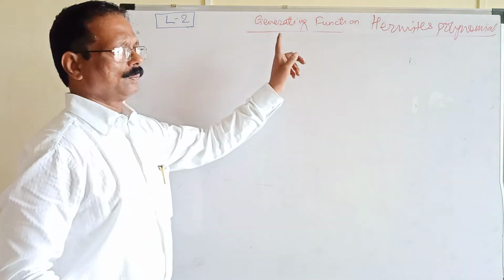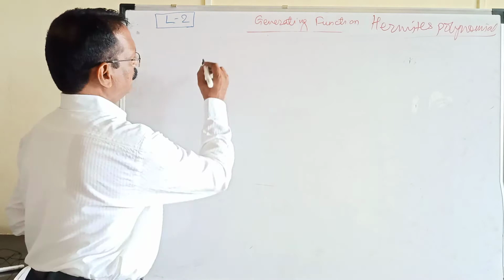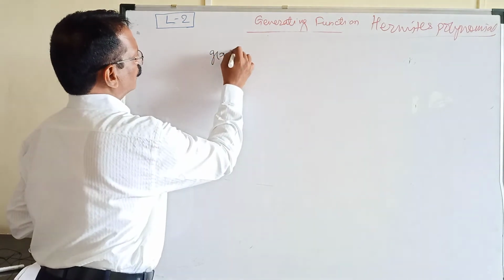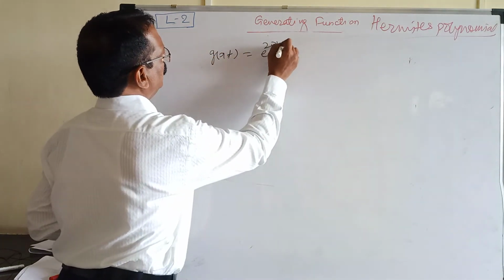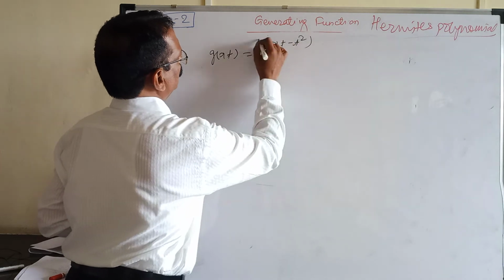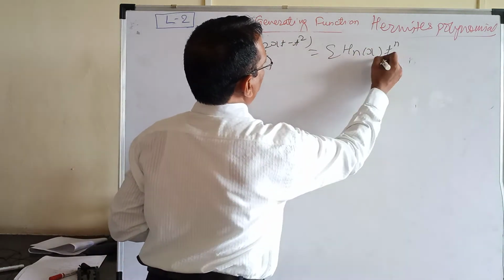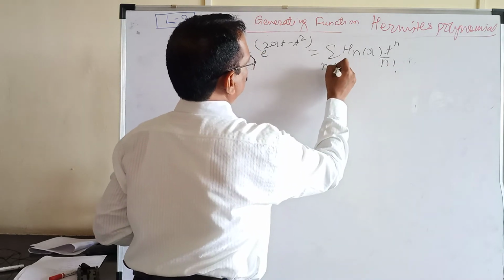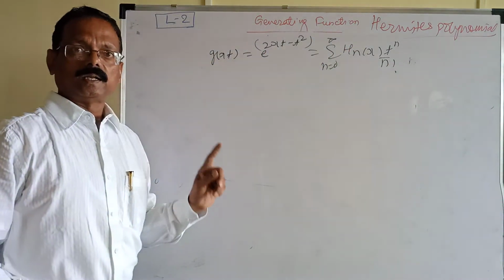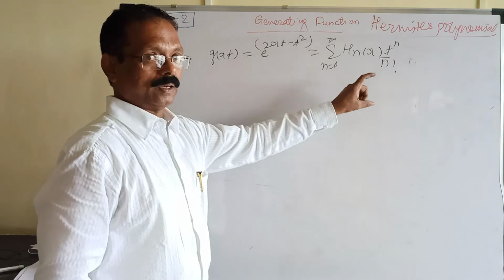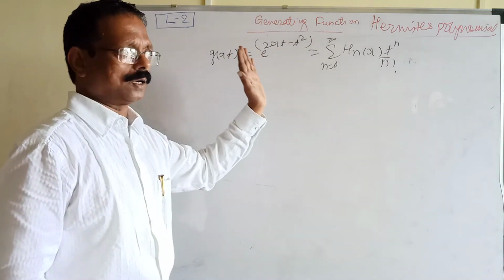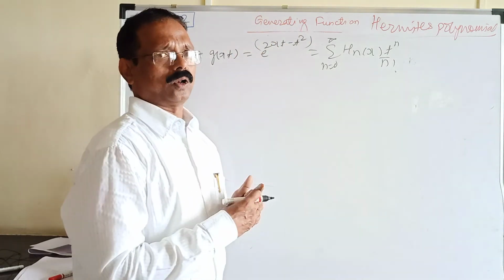The generating equation for Hermite's polynomial can be given as g of xt is equal to e raised to 2xt minus t square is equal to summation of hn of x into t raised to n upon n factorial, where n is from 0 to infinity. This is the generating equation for Hermite's polynomial. Then we have to solve and find out what the polynomials are.